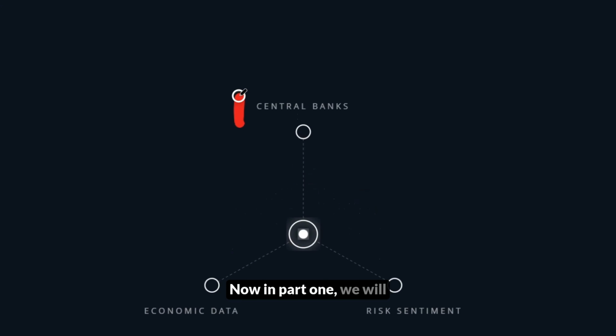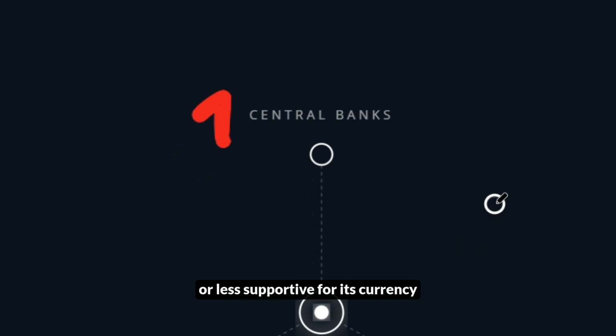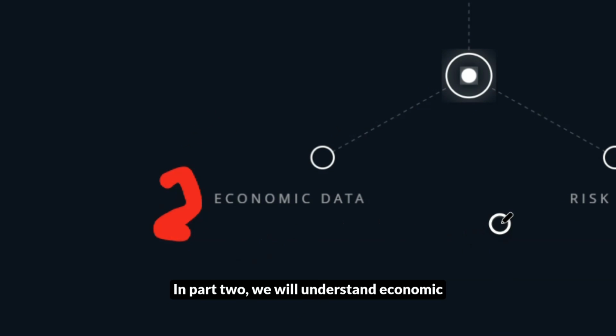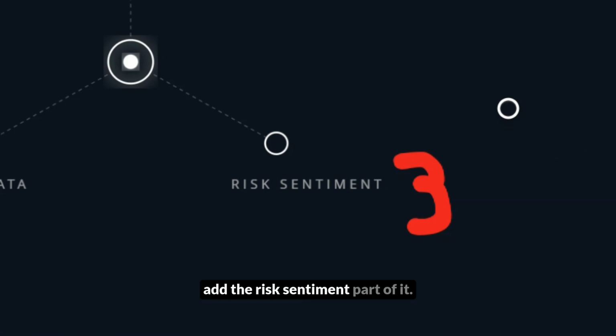Now in part one, we will understand central banks. You will learn what makes them move, what makes them nervous, what makes them change direction, and how to tell whether a central bank is becoming more supportive or less supportive for its currency. In part two, we will understand economic data, the data that actually matters. That's going to make quite a difference, and you'll see why. We will focus, in fact, mostly on inflation and the labor market. More importantly, I'll show you how to decide whether any piece of data changes the story or whether it's simply noise. Very important.